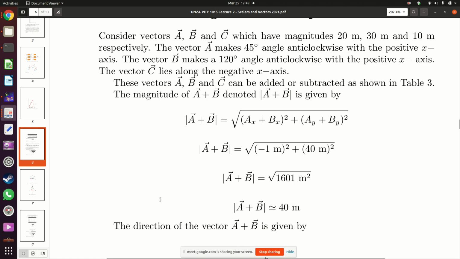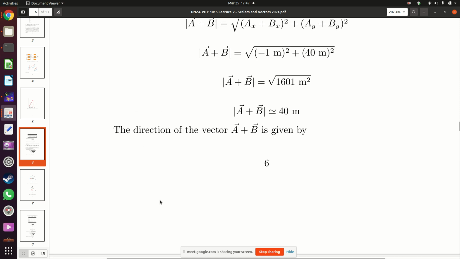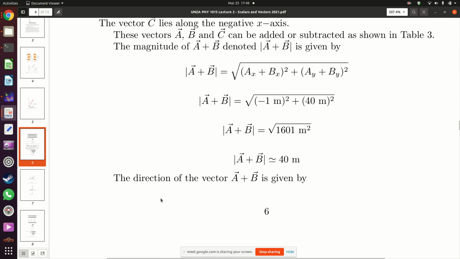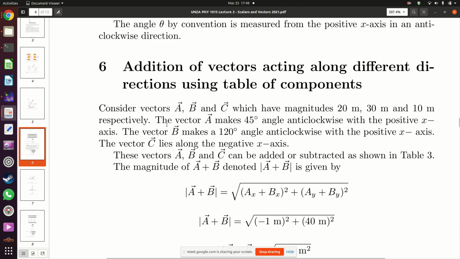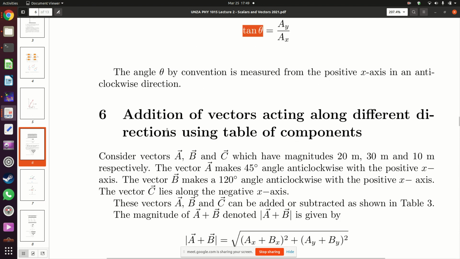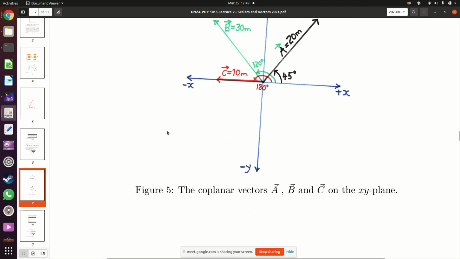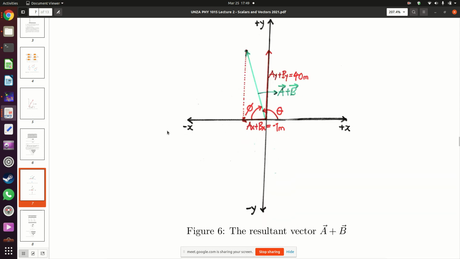Are we clear? Yes. Do we have any questions so far on how we do vector addition?